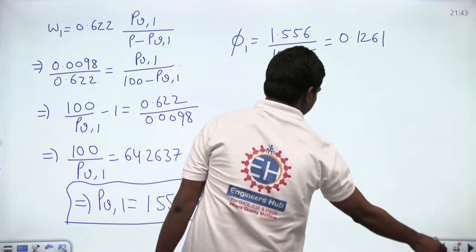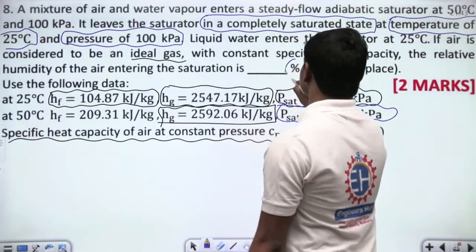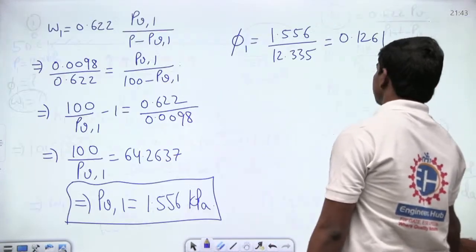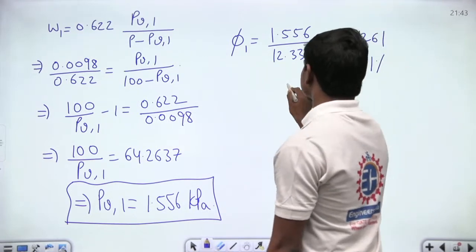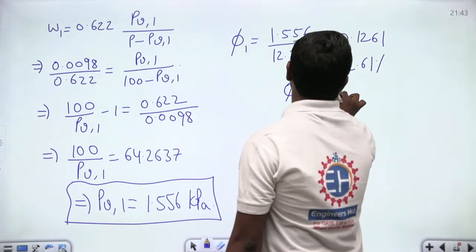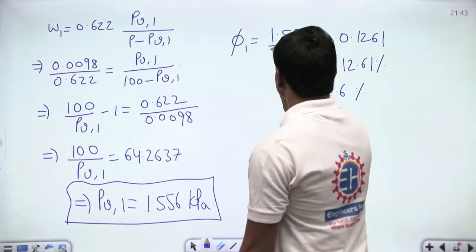0.1261. But of course, I think they are asking you in percentage. So yes, they have put a percentage symbol here. So 100 times this is equal to 12.61 percent. Okay. So phi 1 is equal to 12.61 percent. This is the lengthiest question of the paper.